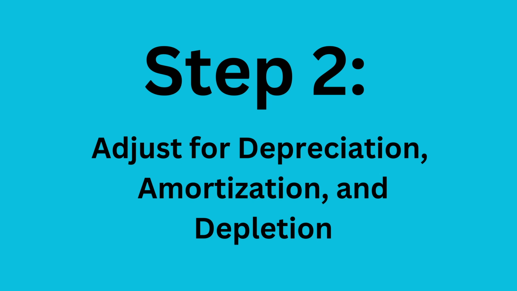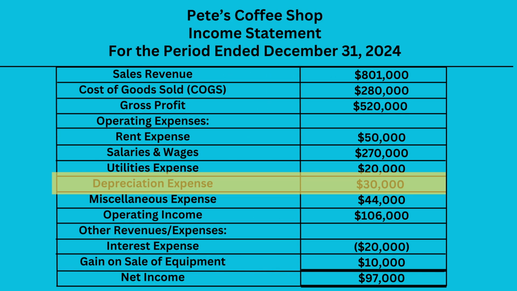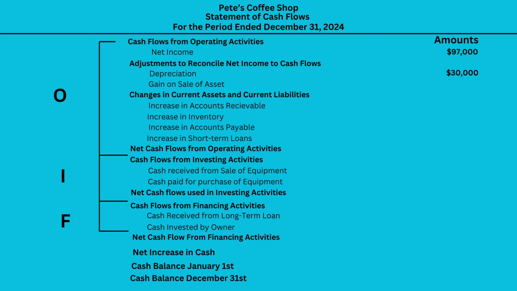Next, we adjust for non-cash expenses like depreciation, amortization, and depletion. We add them back because they show up as an expense on the income statement and lower net income, but the business doesn't pay cash for them. And in this financial statement, all we care about is the net change in cash. In this example, there was no amortization or depletion, but Pete's Coffee Shop did record $30,000 in depreciation expense during the year. So let's add that back to net income.